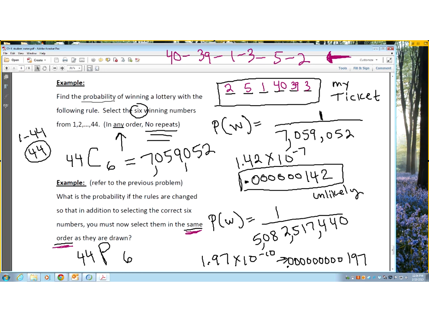All right, so much smaller probability of winning. Unlikely. It's an unlikely probability as well. More unlikely than the previous example.